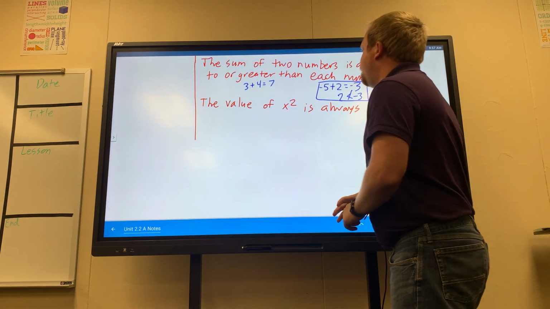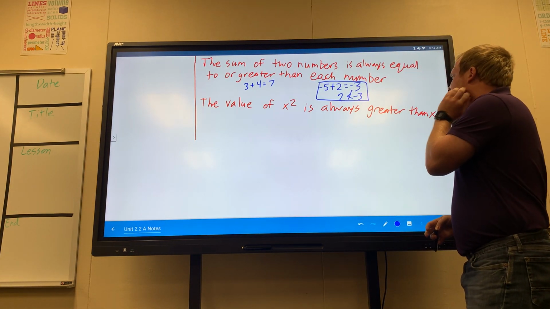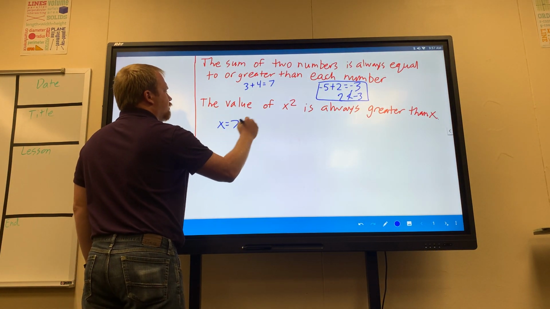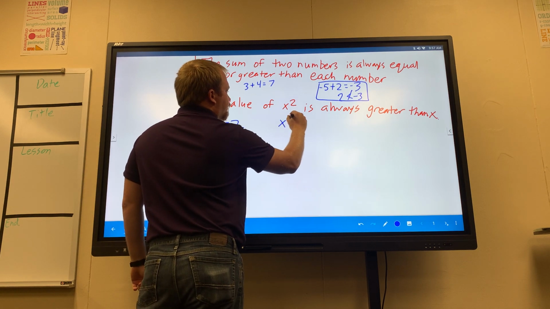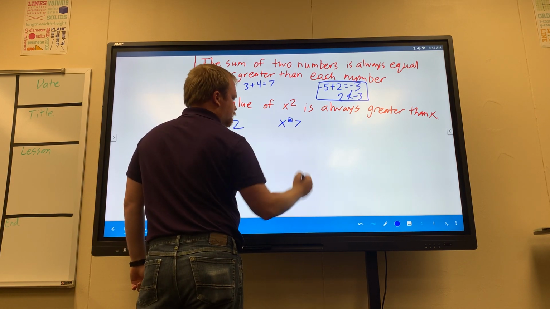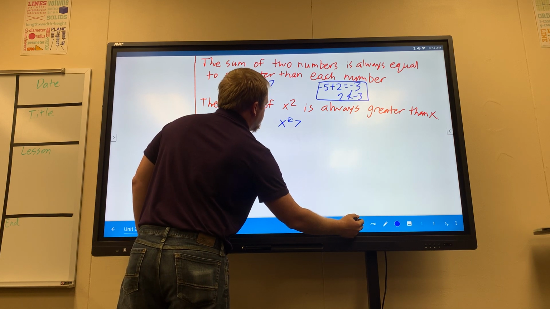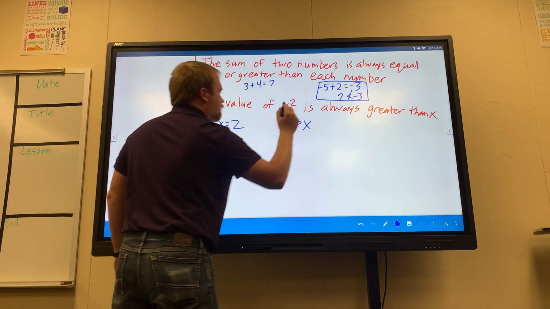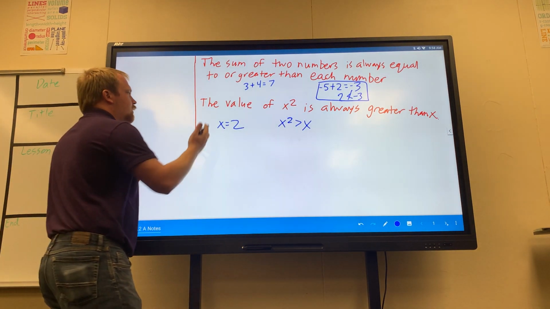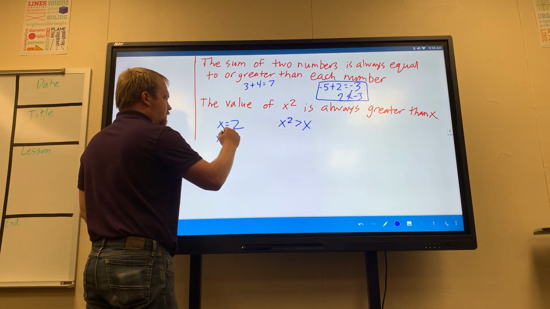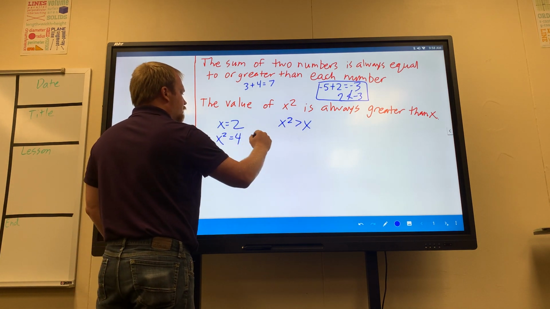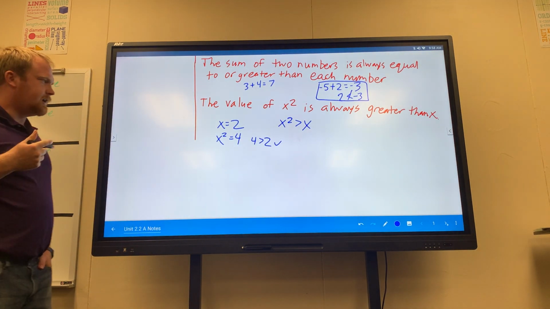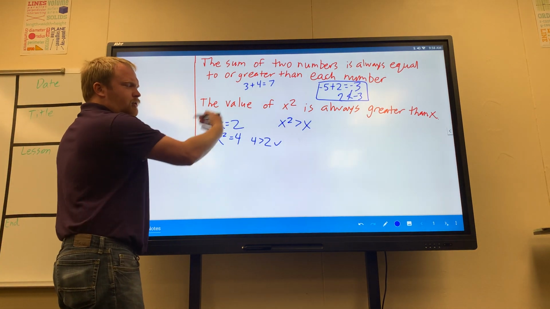Last one, the value of x squared is always greater than x. Okay, well, let's think of some examples. So let's say x is 2. Well, this is what it's saying. x squared is greater than x. Well, let's say x is 2, so that means x squared is going to be 4. 4 is greater than 2. Well, that's true. Okay? Now, I can do 3, which gives me 9.